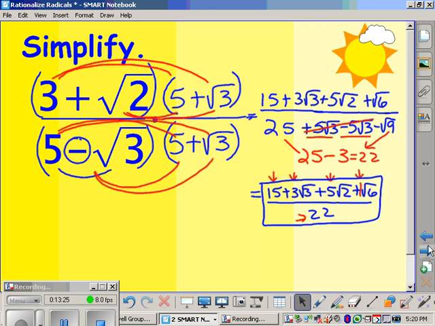And that completes the lesson on rationalizing radicals.